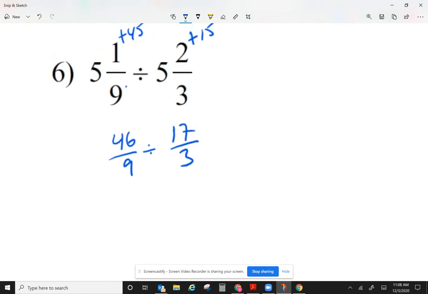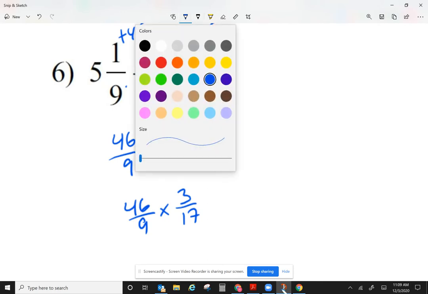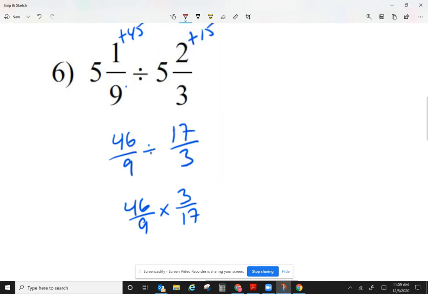Once I have my fractions as only a number on the top and a number at the bottom, I'm going to switch this to multiplication. But I'm going to get the reciprocal of the second fraction. Reciprocal basically means flip the number, right? The number on the top goes to the bottom, and the number at the bottom goes to the top. So I'm going to write this as 46 over 9, not doing anything to the first fraction, times 3 over 17.